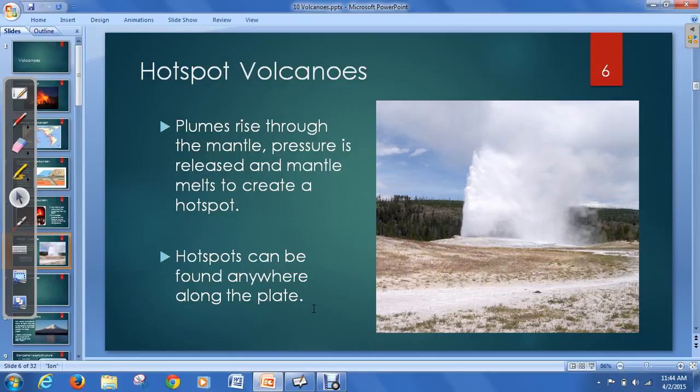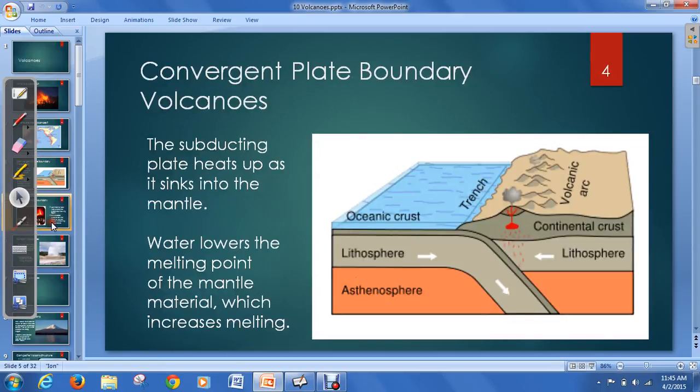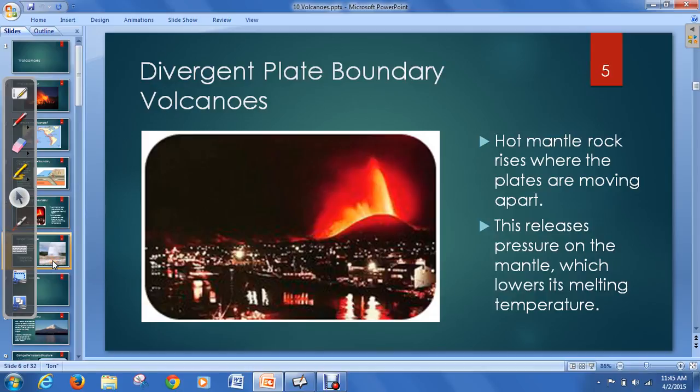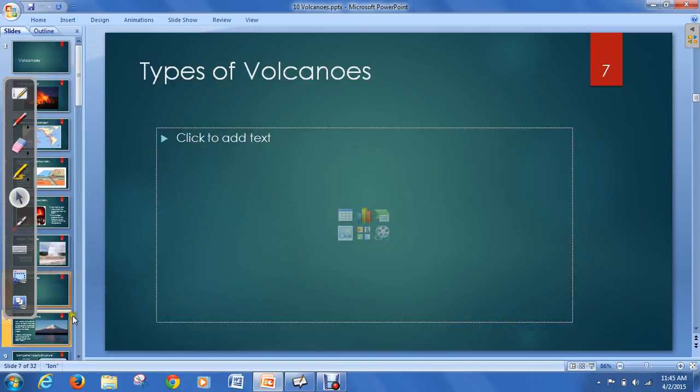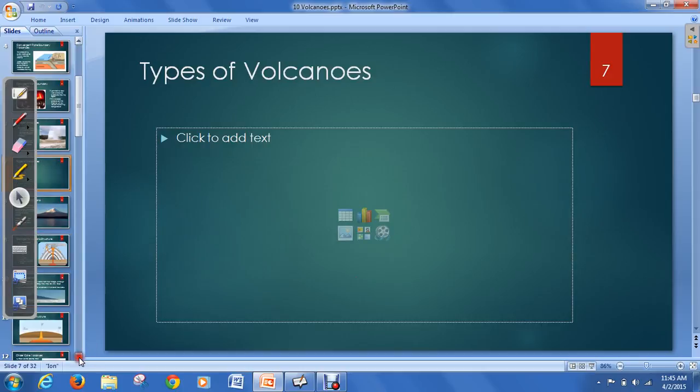And again, these hotspots can be found anywhere along a plate. It doesn't have to be on the boundary. It doesn't have to be in the center. Just anywhere the lithosphere is thin is where you can get a hotspot. So those are the three ways we can get volcanoes: from the convergent plate boundaries, the divergent plate boundaries, and the hotspots. Let's look at the different types of volcanoes that you'll actually see from these locations.